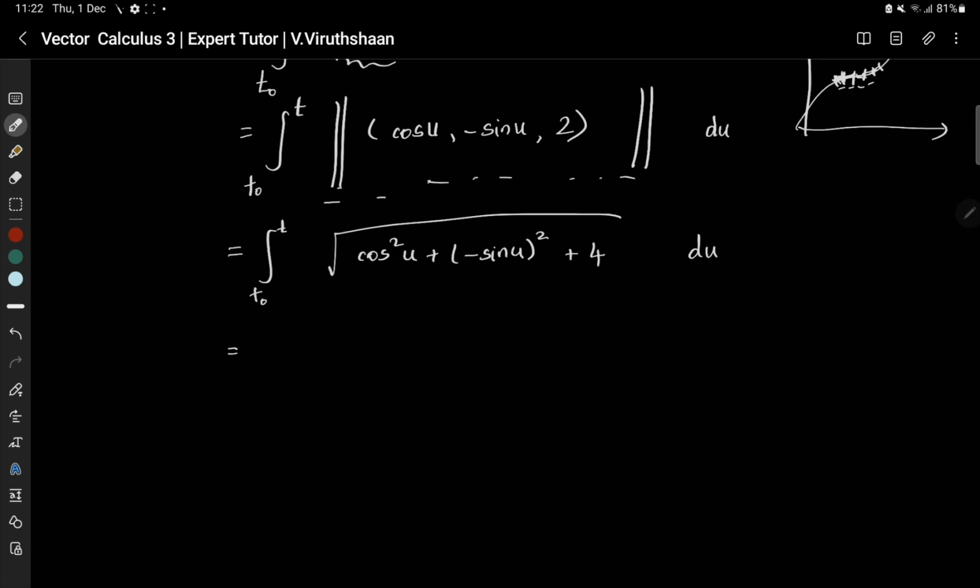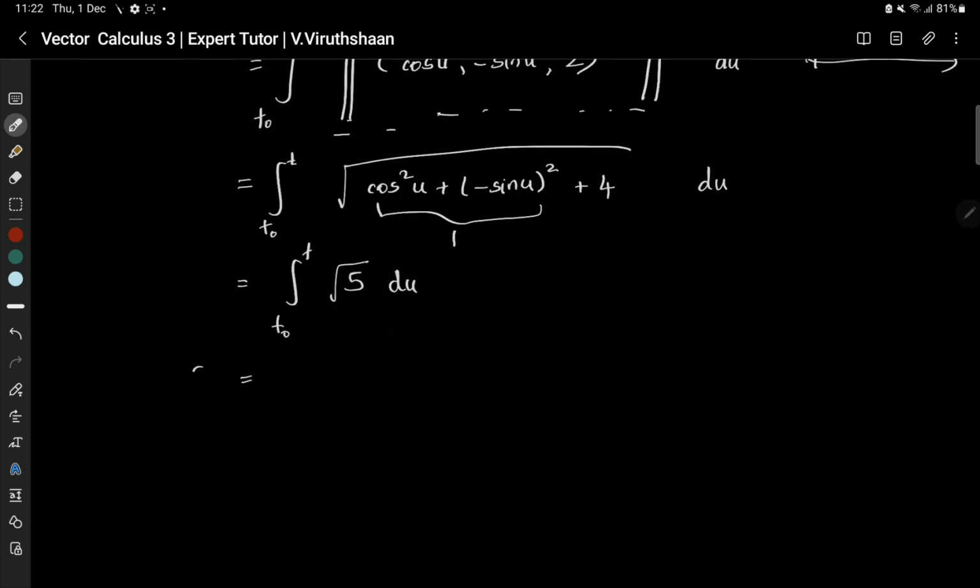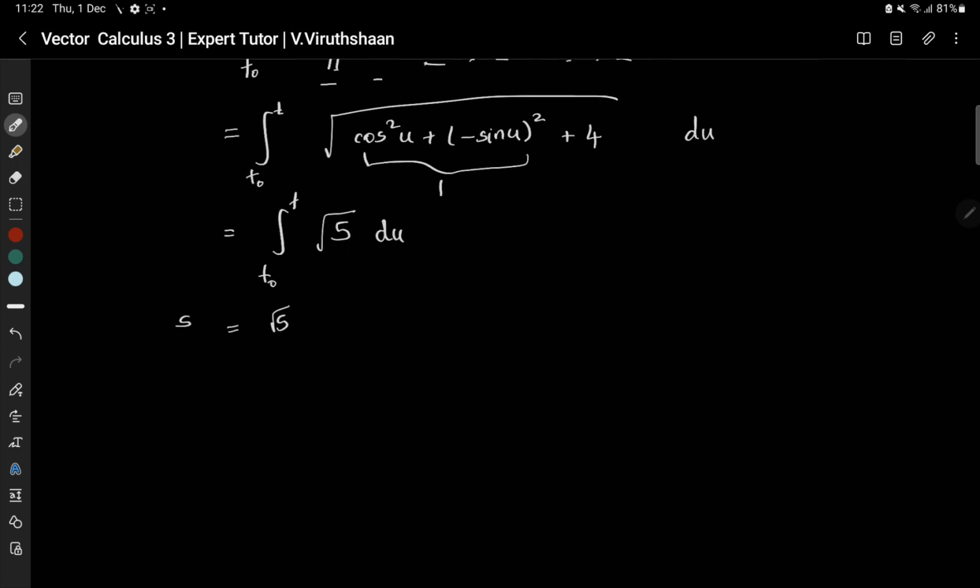Once you do that, you can easily solve it. You get cos squared u plus minus sine u whole squared, which means sine squared u again. If you simplify that, cos squared u plus sine squared u is 1, so you get 1 plus 4, which is root 5 du. If you simplify a little bit, s is equal to the integral with respect to u. You get root 5 u, because root 5 is a constant and can be taken out, and the integration of 1 with respect to u gives u, from t naught to t.